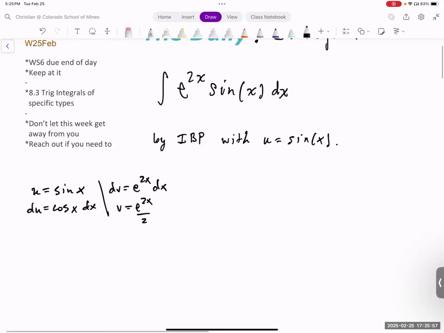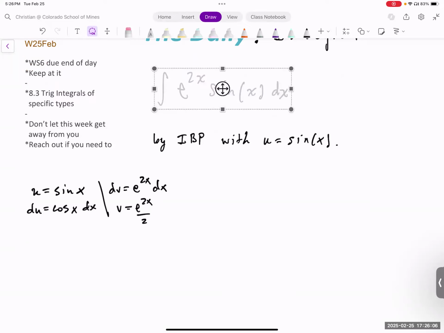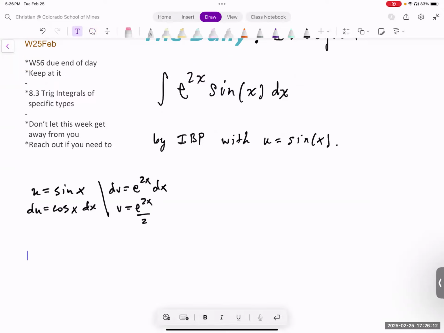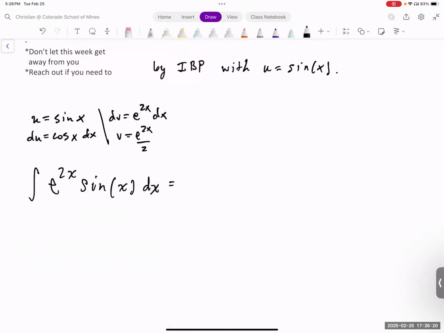Let me copy this and put it down here. All right, so this is our integral, and we're going to set up with uv, so that's e to the 2x sine of x divided by 2 minus the integral of v du. That'll be minus a half integral of e to the 2x cosine of x dx.